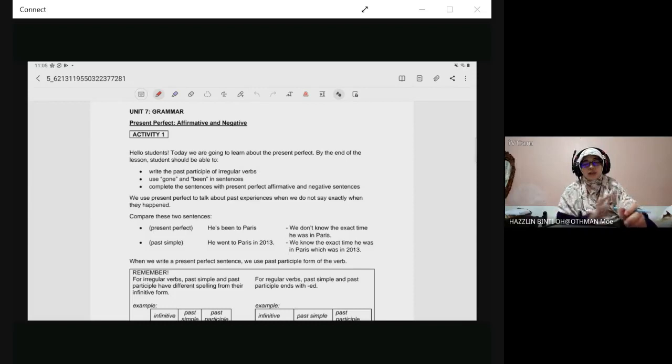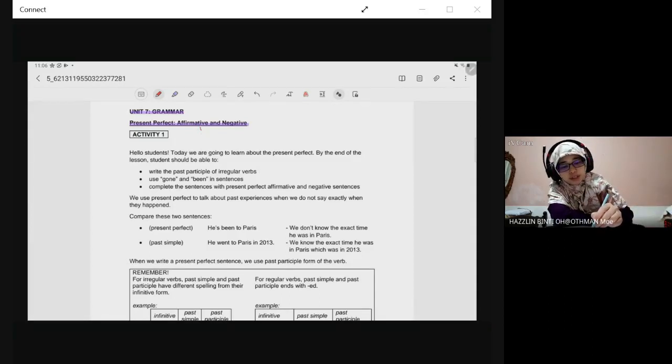Yes. Okay, good. So today we are going to do Unit 7 grammar. Today's grammar topic is present perfect, affirmative and negative. Now remember, affirmative means positive sentences, and negative means negative sentences.